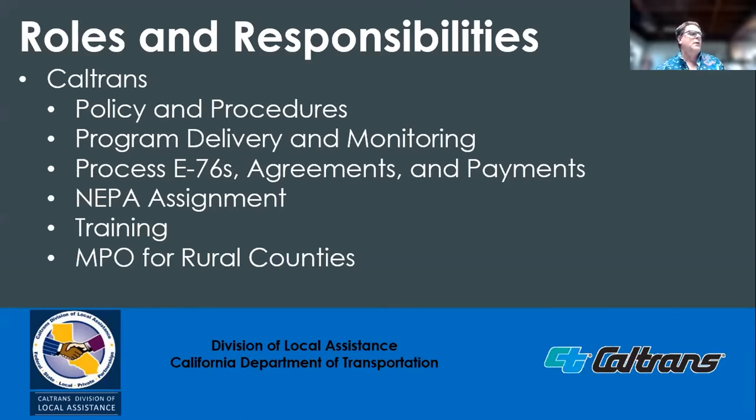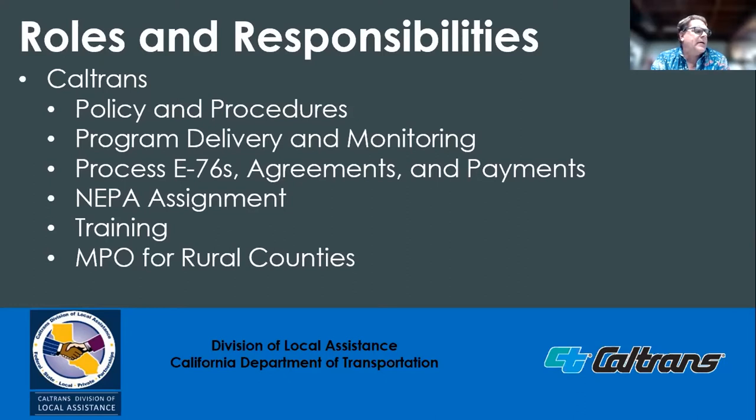Caltrans is responsible and accountable to FHWA for administering the successful implementation of the federal aid program. Caltrans establishes uniform policies and procedures to assist local agencies in meeting program requirements. Working with FHWA, Caltrans interprets federal rules and regulations and provides guidance. Caltrans manages the overall program delivery and monitoring to ensure all federal funds are obligated on an annual basis. Caltrans processes E-76 packages from local agencies through FHWA, prepares agreements, reviews invoices, and approves payments.